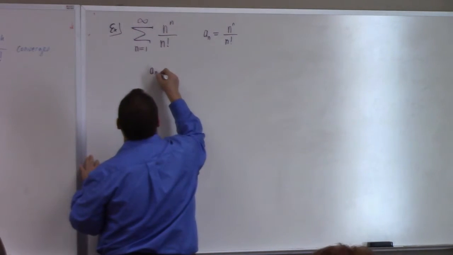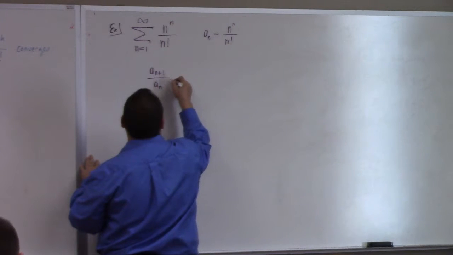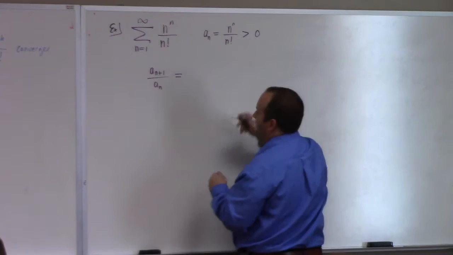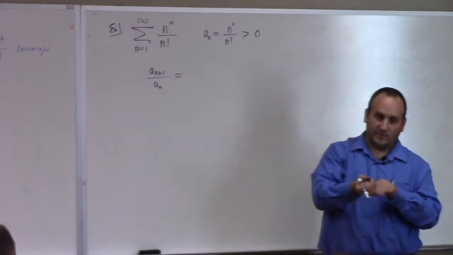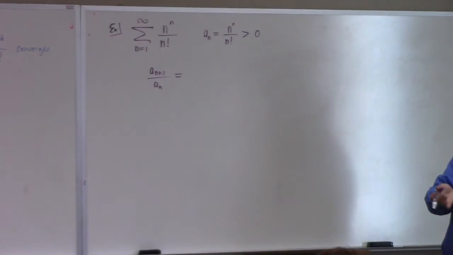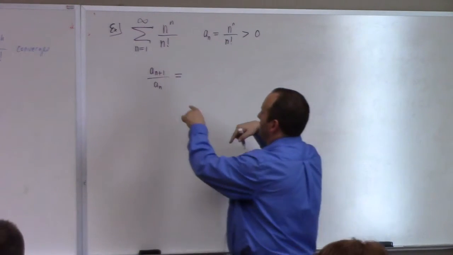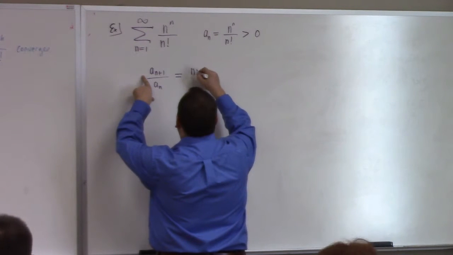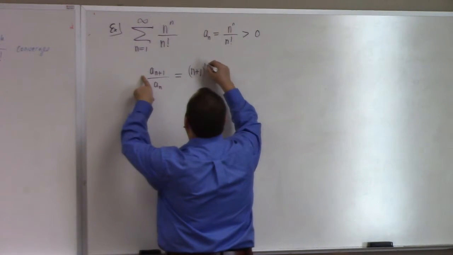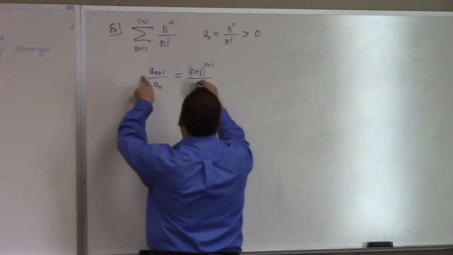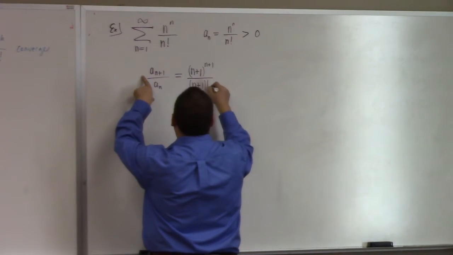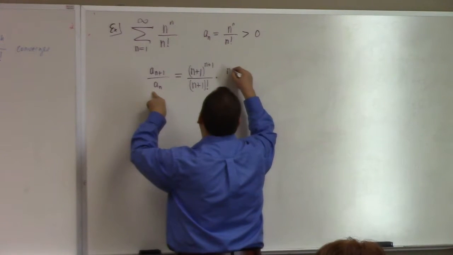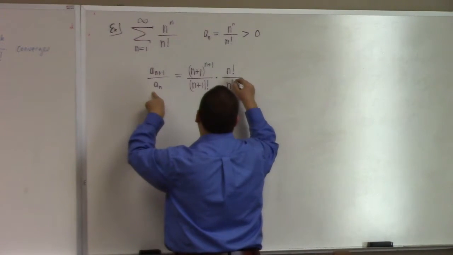So I calculate a sub n plus 1 over a sub n. Here n is playing the role of k, all right? This is clearly positive for n greater than 1, so I can apply the ratio test, right? And so I'm going to use my algebra trick again. This is n plus 1 to the n plus 1 divided by n plus 1 factorial times the reciprocal of the denominator, which is n factorial over n to the n.